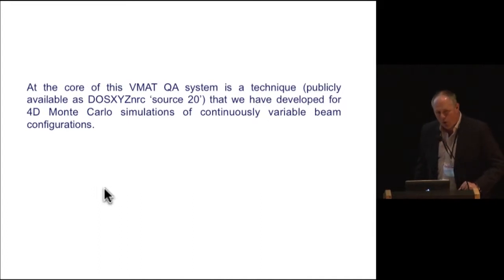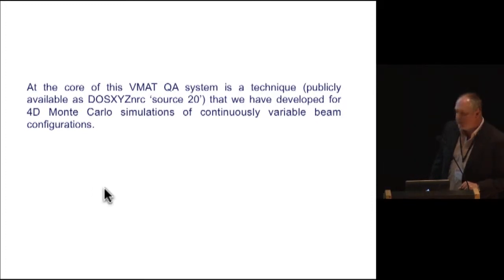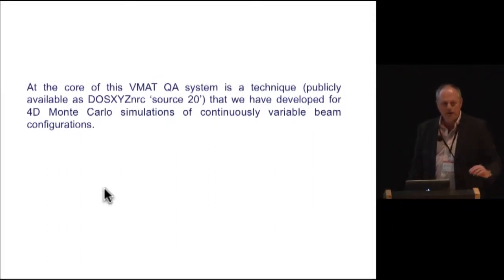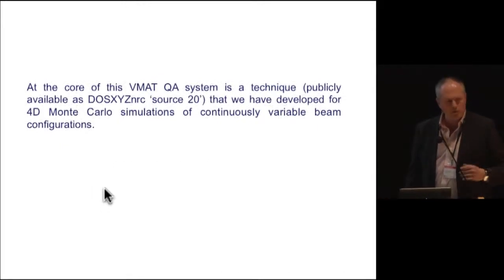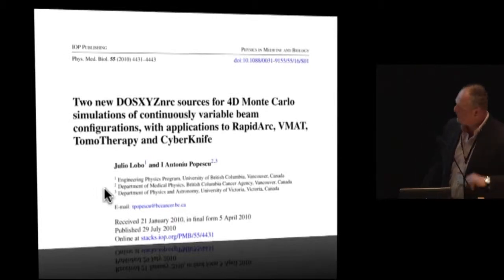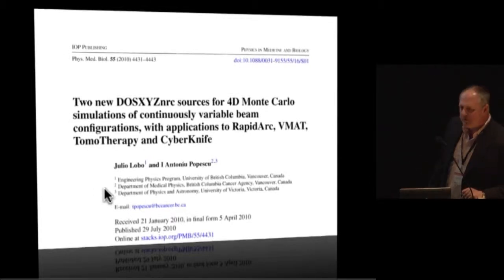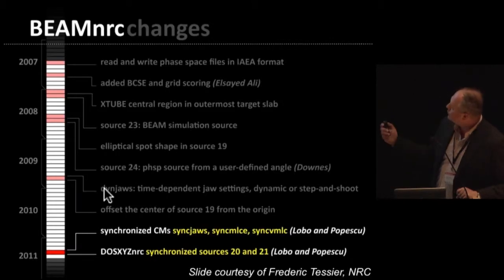So as I said, at the core of this VMAT QA system is Source 20, which we developed for the purpose of 4D Monte Carlo simulations of continuously variable beam configurations. It can deal with any dynamic degree of freedom, whether existing or yet to be invented. We published in 2010, and if you want to look up this paper in PMB, the first time it was incorporated in BEAM and DOSXYZ was in 2011.